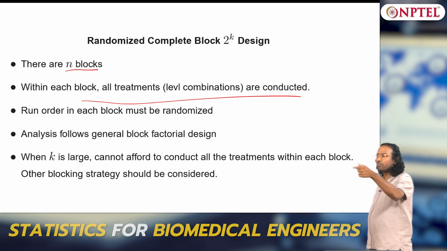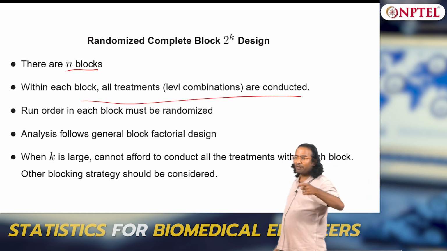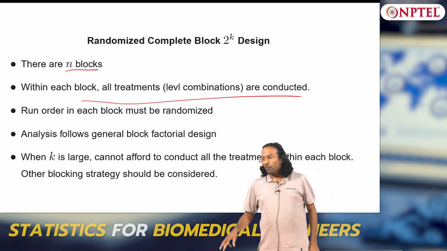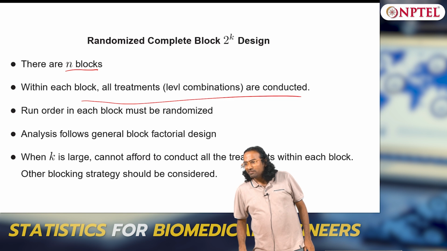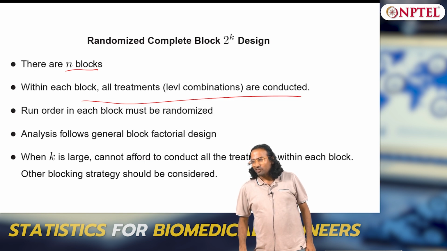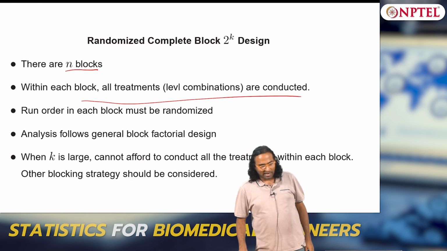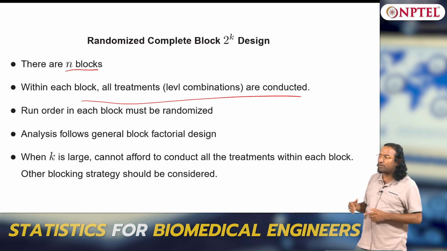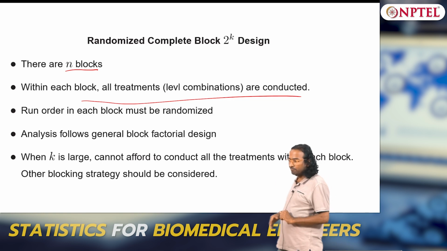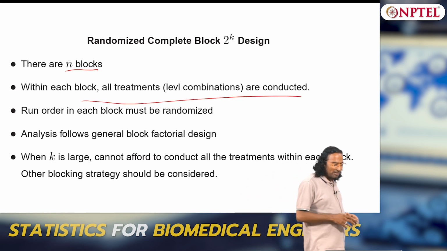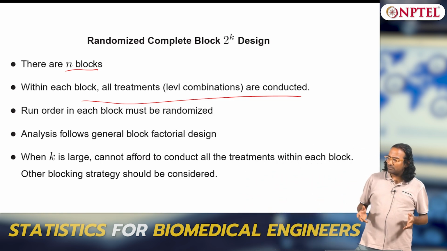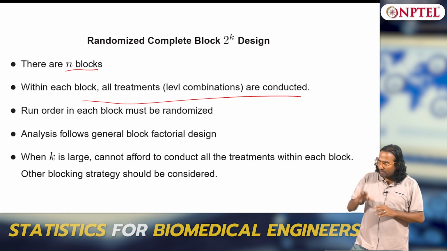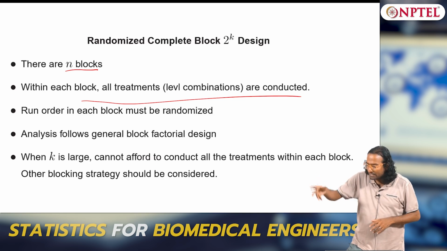This is where things become crazy. You see what I mean? Now if I have to block a particular factor, for each block I have to do the 2 power k. You understand the issue, right? For each block all treatment combinations are conducted. So you have to do treatment combinations within each block. Run order in each block must be randomized. In each block you have to randomize the treatments.